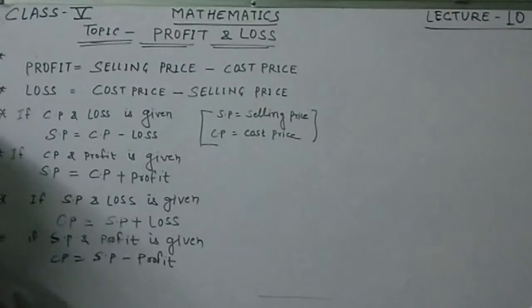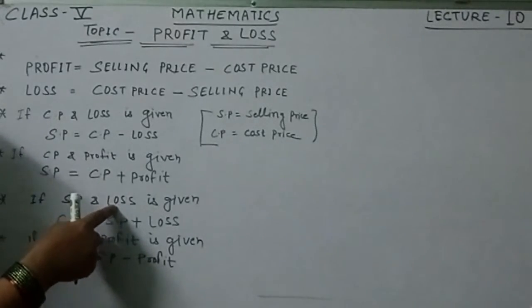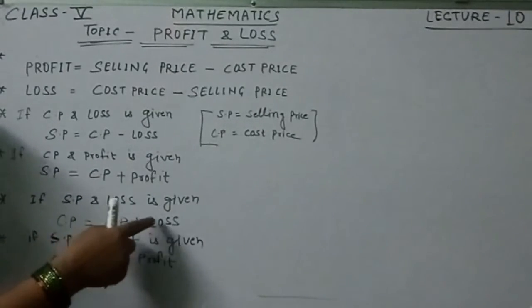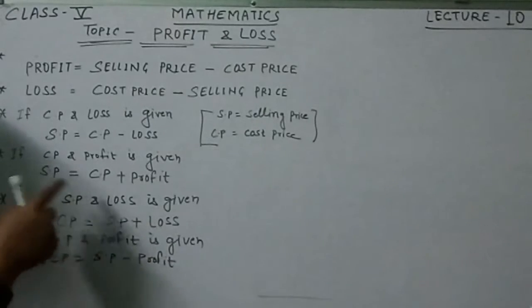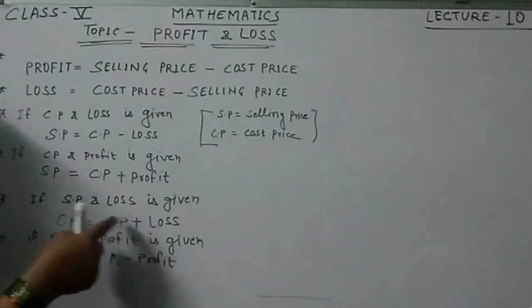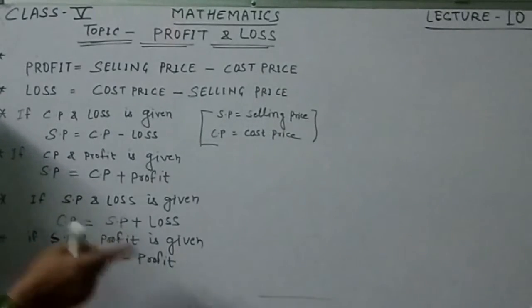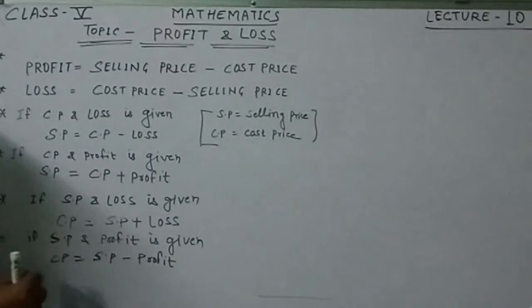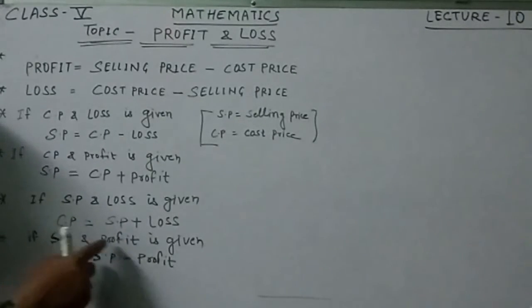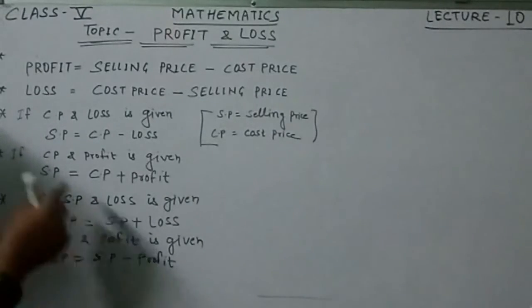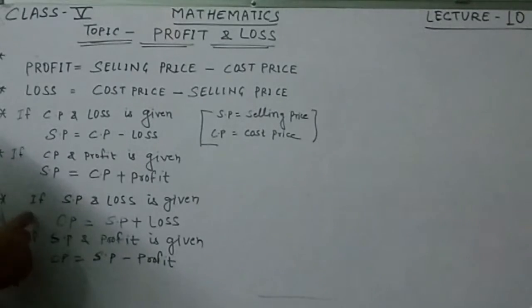If the selling price and loss are given, then the cost price is equal to selling price plus loss. Here loss is given, so selling price plus loss gives the cost price. And if selling price and profit are given, you have to subtract: selling price minus profit. You have to learn all these 6 formulas.